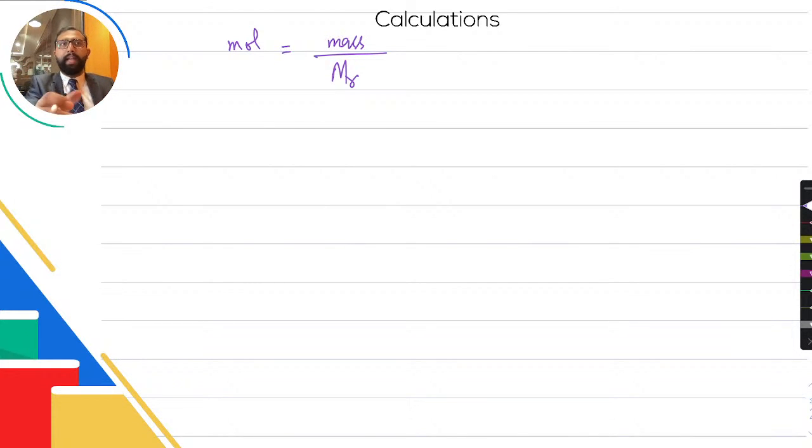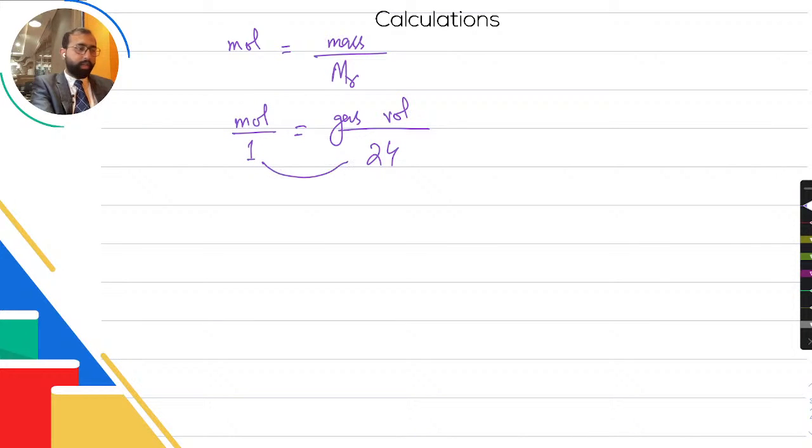All right, what if I have gas volume? All right, so gas volume divided by 24, that's moles. Again, the hidden thing is 1. That 1 tells me that 1 mole is 24 dm cube. X moles is this gas volume.